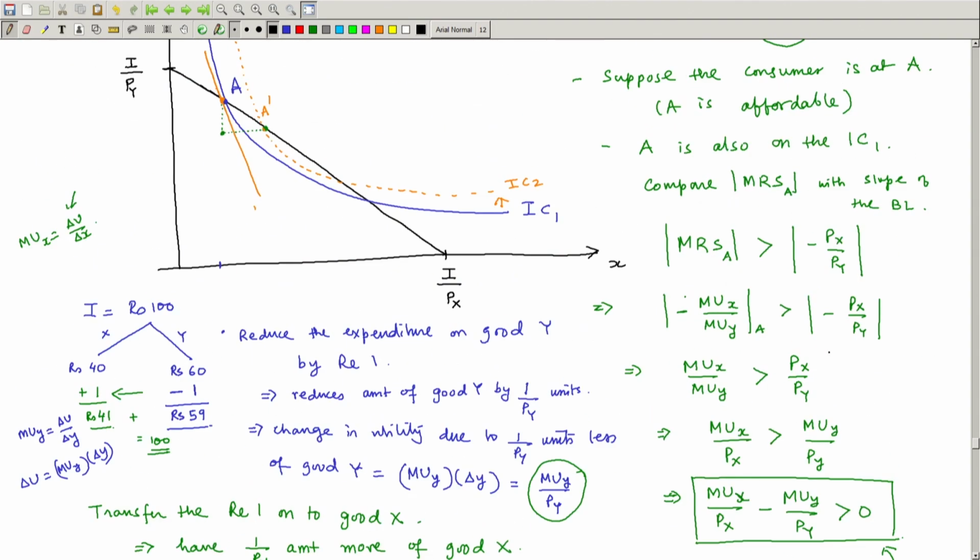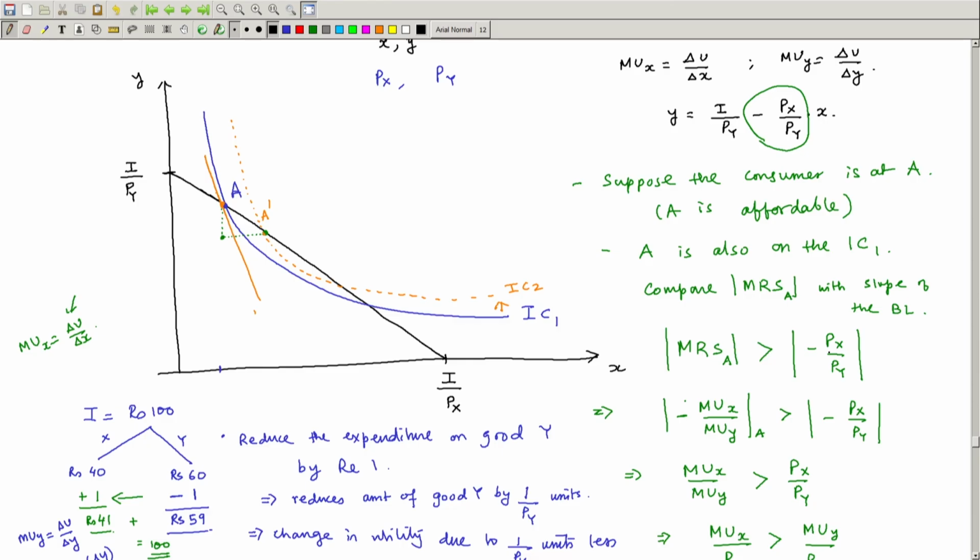We have shown that without violating the budget constraint, I can take away 1 rupee from good Y, transfer it on to good X, and make the consumer better off, in the sense that the consumer now gets a higher level of utility and his happiness level has increased at A prime. Now, does that mean that A prime is my optimal point? Well, again we can do this experiment, that we decrease the expenditure on good Y by 1 rupee, transfer it on to good X. I will again find out what the MRS at A prime is.